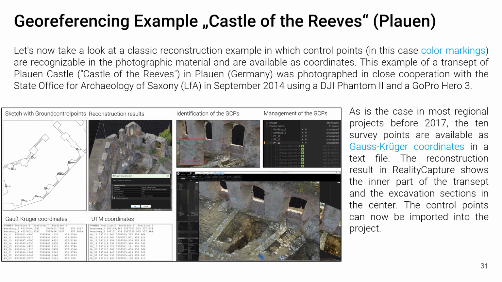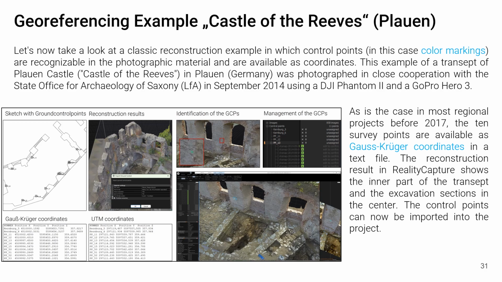As is the case in most regional projects before 2017, the 10 survey points are available as Gauss-Krüger coordinates in a text file. Below we see the original coordinates in the Gauss-Krüger reference system, and next to them the result of the transformation into UTM coordinates. The elevation values were converted from the DHHN92 elevation system to the currently valid DHHN 2016. The survey data can now be imported into the reconstruction project.